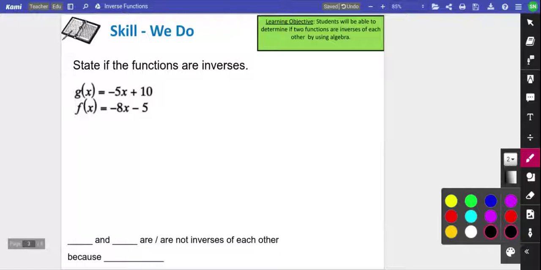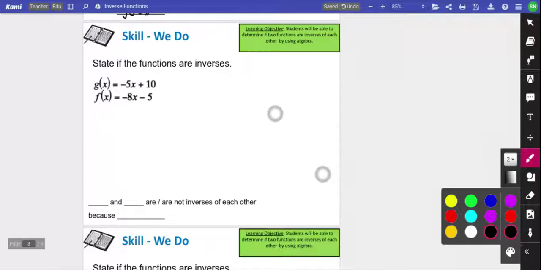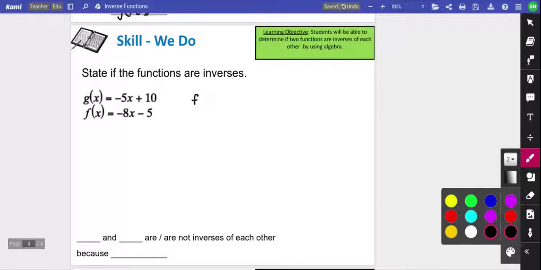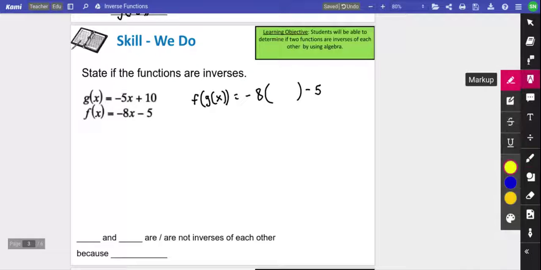Example number 2. I'm also going to find if they're inverses. So I'm going to have f of g of x in this case. I'm going to write out f, -8, leave a space where I see the x. That's where I'm going to plug in g, minus 5. G of x will go right here.